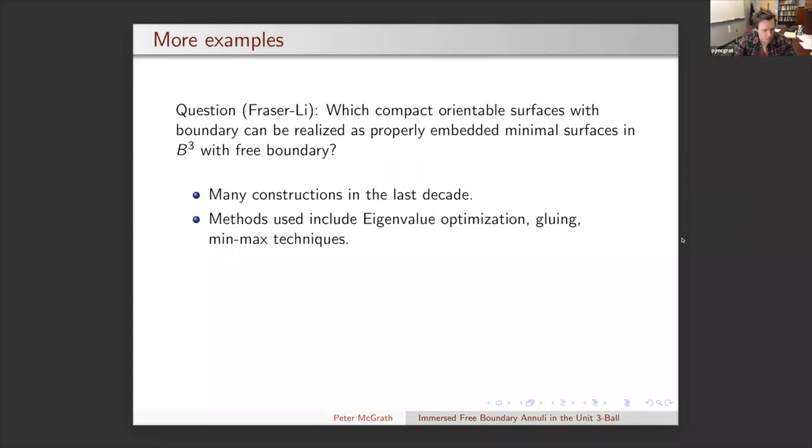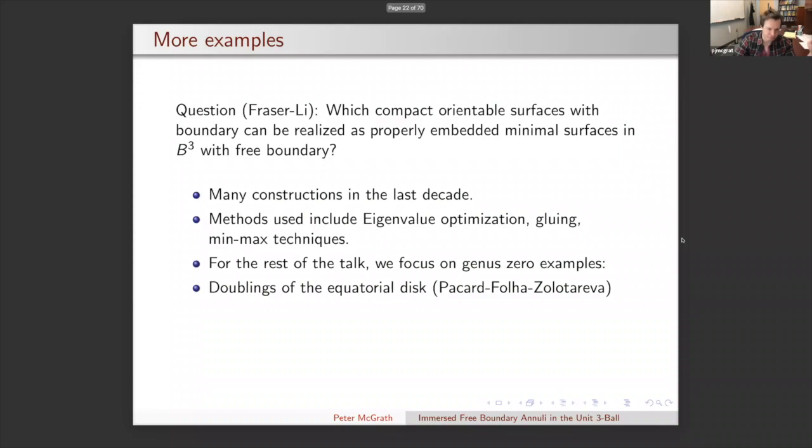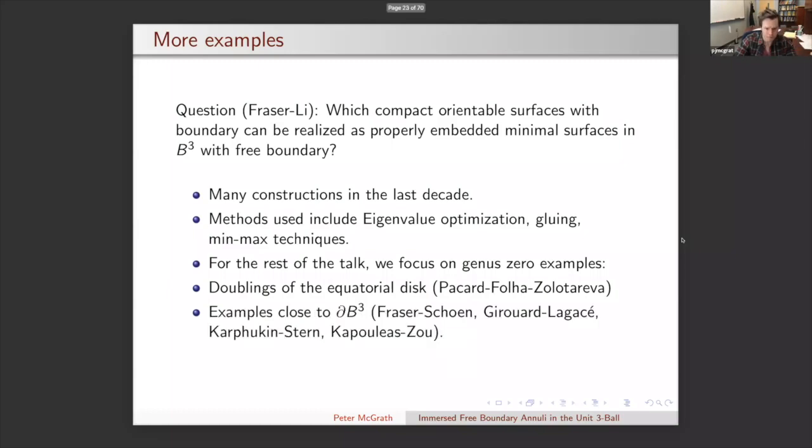I would not be able to do justice to all this work in general in this talk. So I'm not going to mention very much about that and will try to focus a little bit on what we know for genus zero surfaces. I'll tell you a little bit about what the status is there, what's known, just to paint a little bit of a picture to give some context for these immersed annuli. There were some constructions by gluing of doublings of the equatorial disk. I'll show a picture in just a moment.